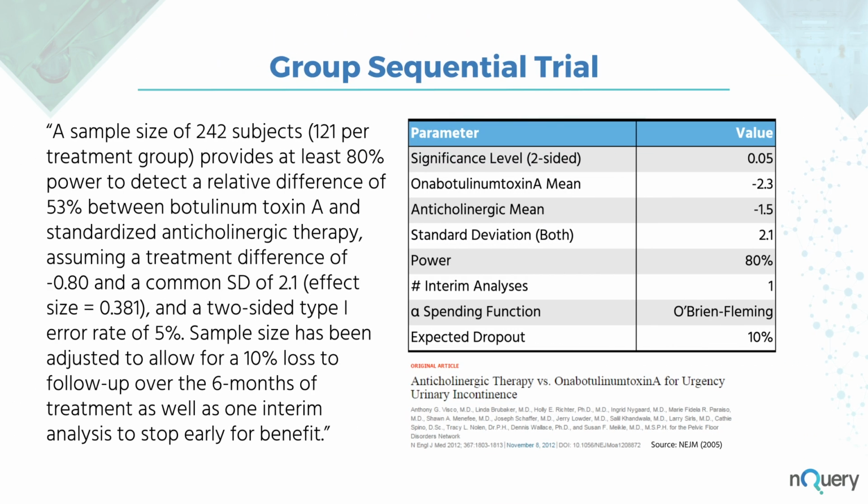promising. To do this, we are going to replicate an example of a group sequential design for the comparison of two means from the New England Journal of Medicine comparing Botox against anticholinergic therapy for the treatment of urinary incontinence.